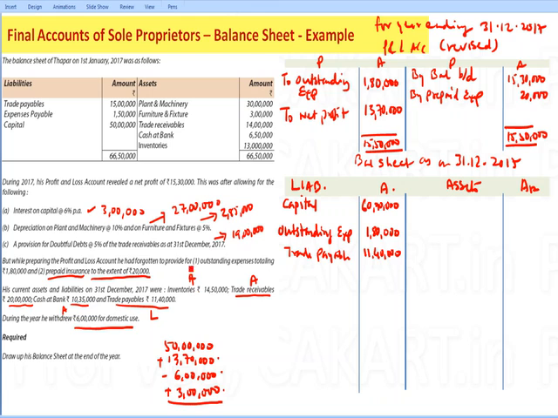एसेट्स में देखते हैं. So in assets, you see, first of all there was a depreciation, right, on plant and machinery. So let us just write that.